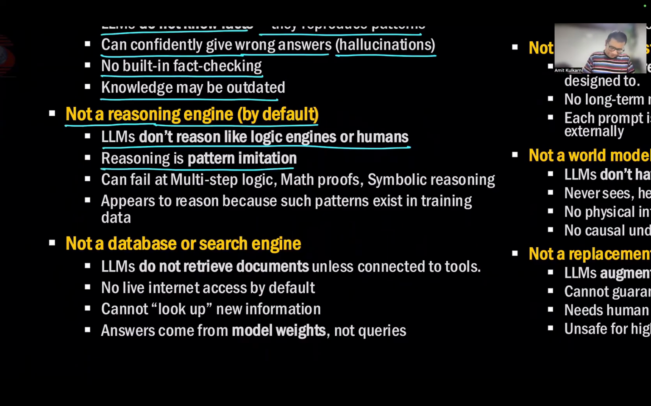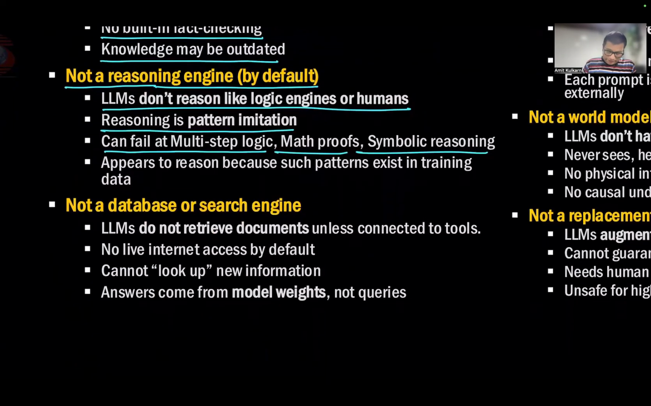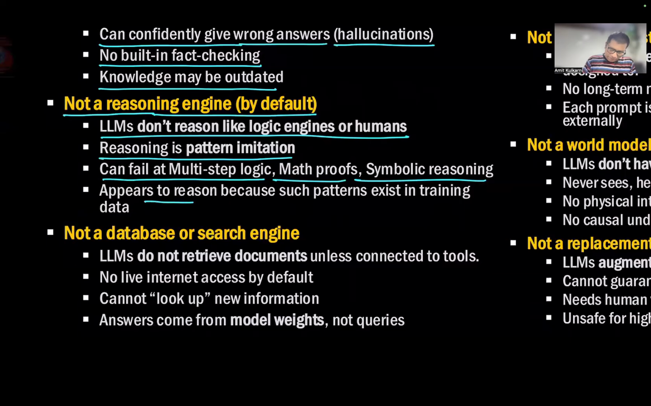Nothing more than that. They can fail at multi-step logic, math proofs, symbolic reasoning, and so on. So it's not like all problems can be solved by an LLM. You can't expect an LLM to solve all the problems to date. They appear to reason because such patterns exist in the training data. So everything depends on the training data. If the training data has a pattern, it can imitate it. If not, it will say, I don't know.